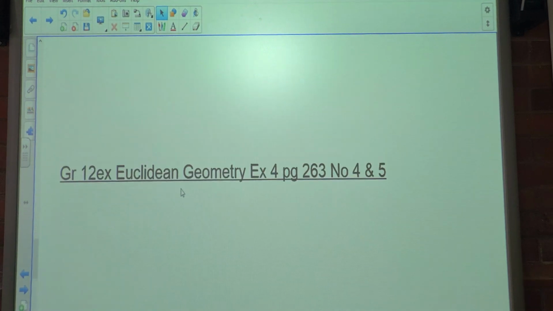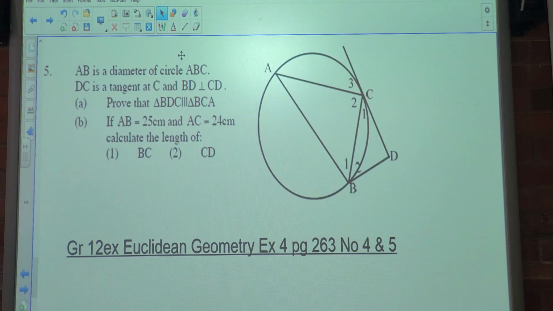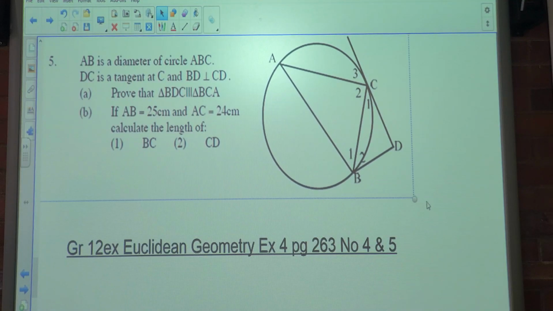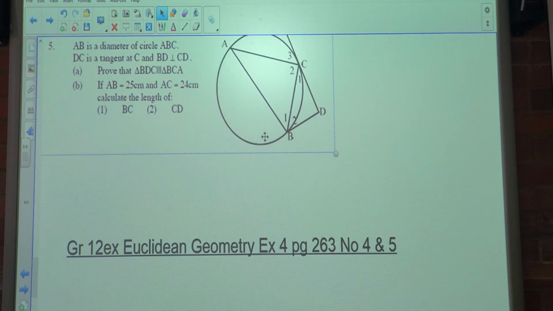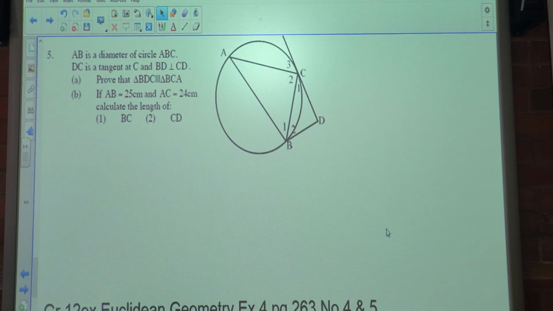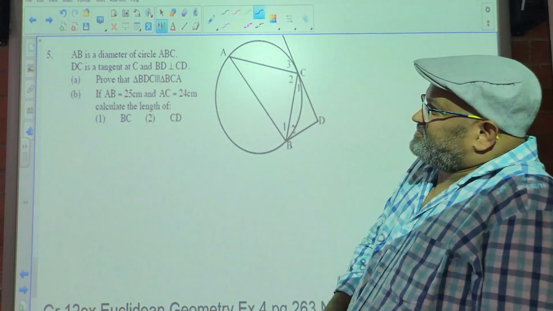The last one of this exercise. Number 5. So this gets sweeter and sweeter, no? Can't help but to fall in love with the sums. Huh? No? Then you're not doing enough of it.